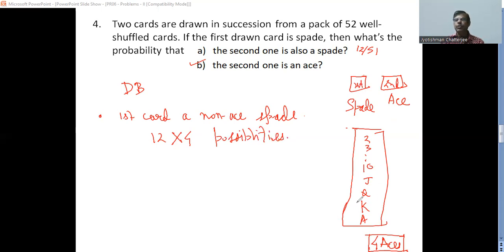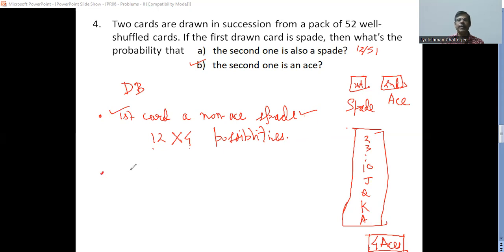The first card drawn can be drawn in 12 ways. Other than the ace of spade, we can pick up anything because we are under this case. And once that choice is made, for the second position or second card, we have got 4 possibilities. That's why 12 into 4 possibilities under this.